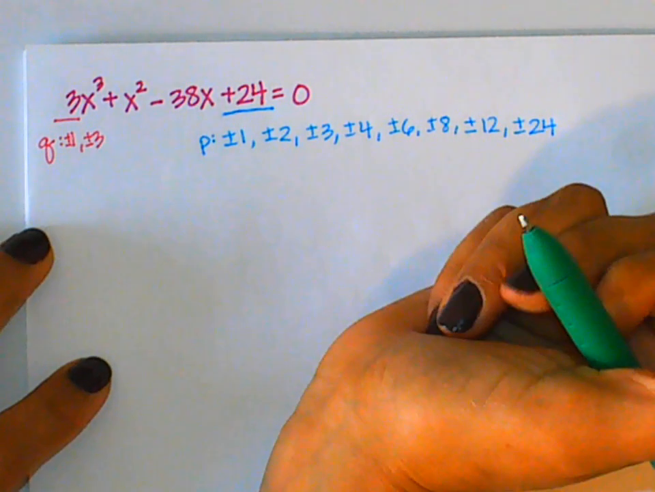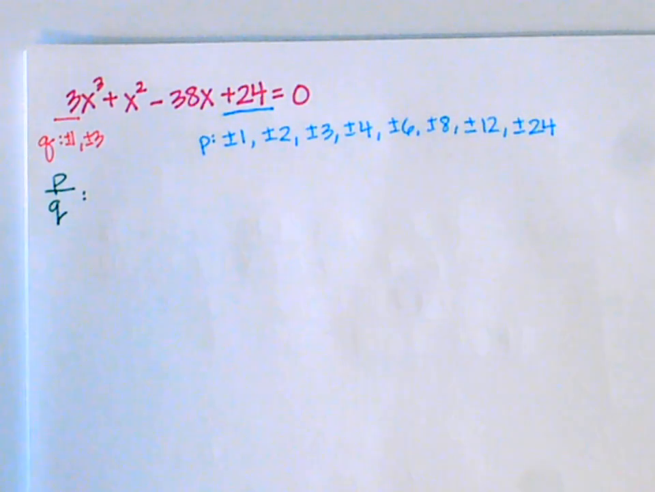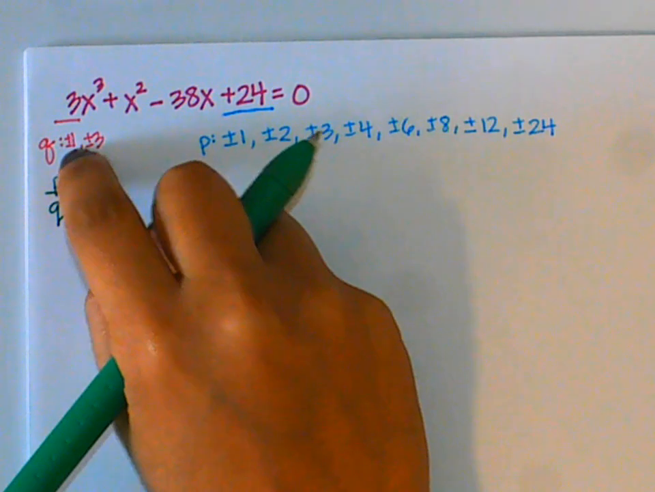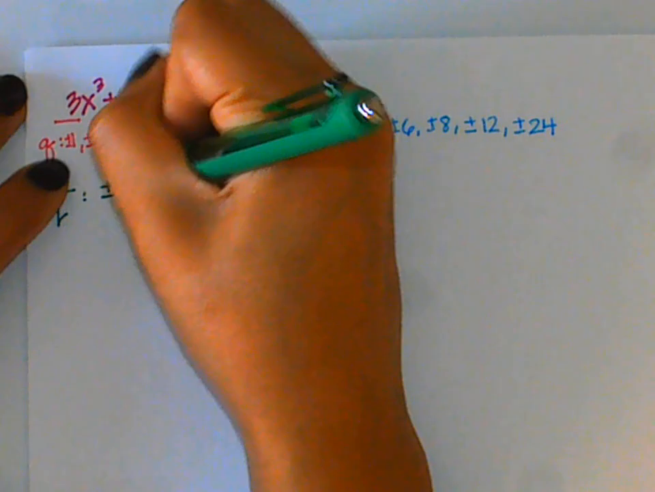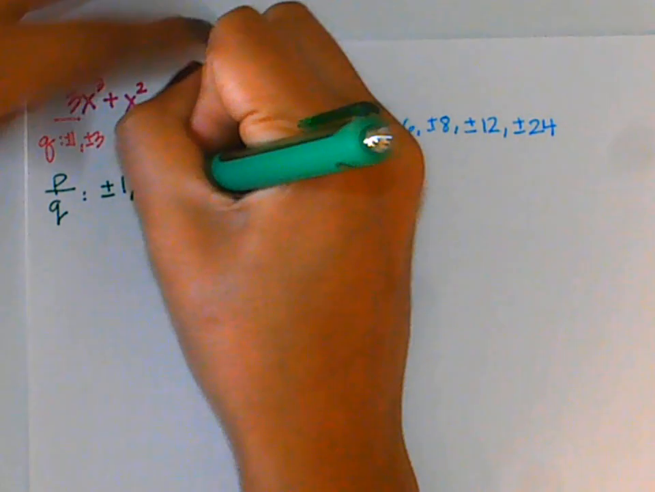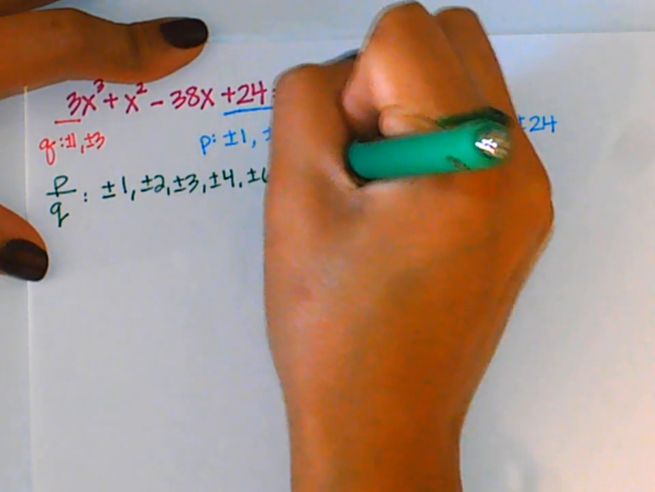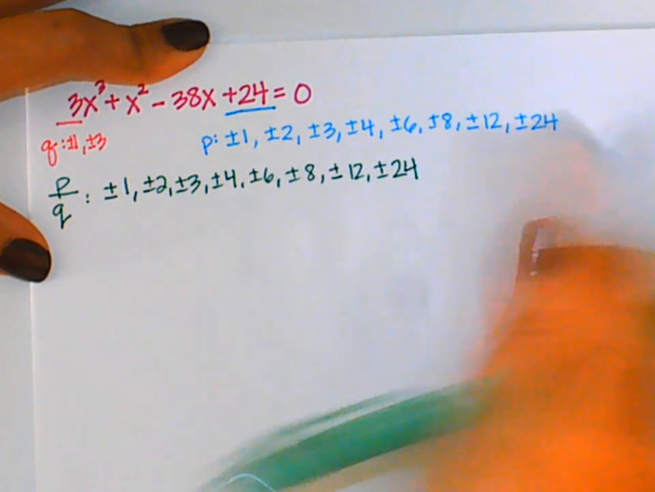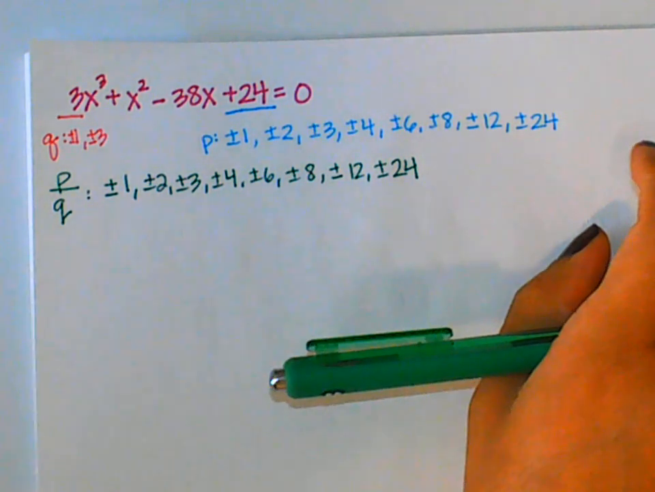So now when I list all of the possible roots, I get all of my p's over all of my q's. I'm going to start off with a denominator of 1, my q is 1. So I get plus or minus 1, 2, 3, 4, 6, 8, 12, and 24. When my denominator is 1, again, I can just list the same thing because any number with a denominator of 1 is just that same number.